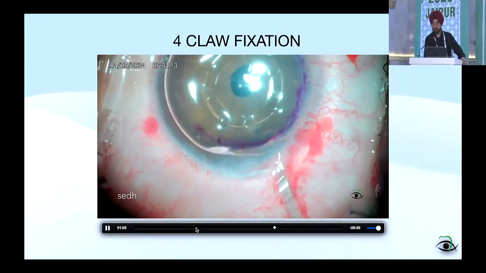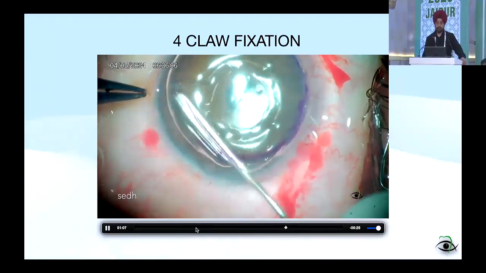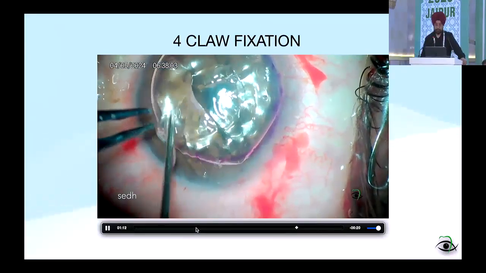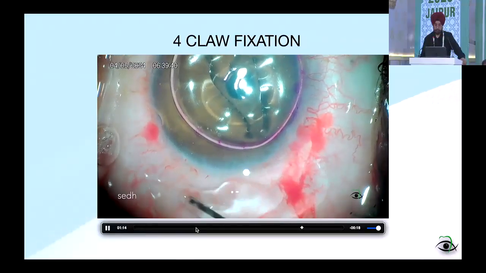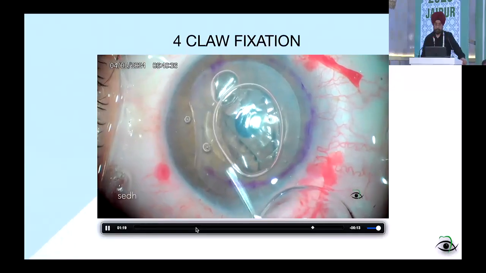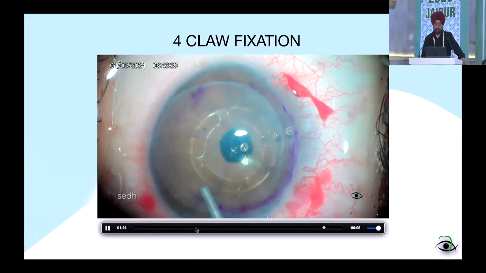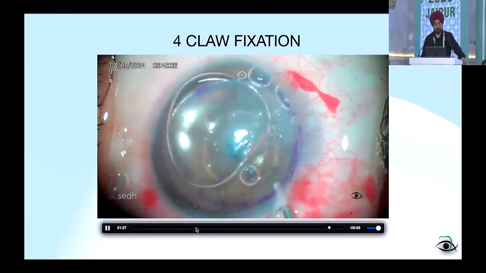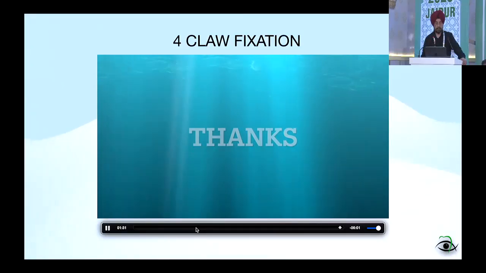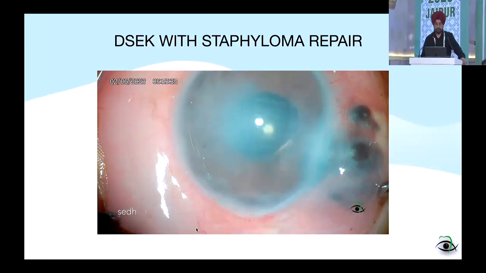Then you score the descemet endothelial complex. After marking the desired size, pushing in the graft, suturing, washing the anterior chamber, and the bubble would settle it down, and make the patient lie at least half an hour in your OT, so that it's been attached well.